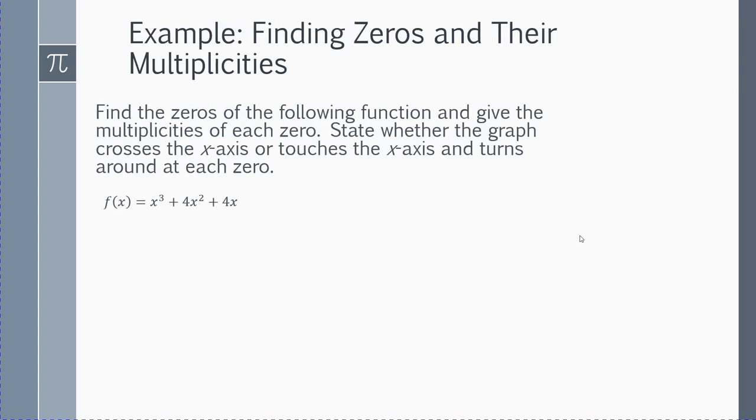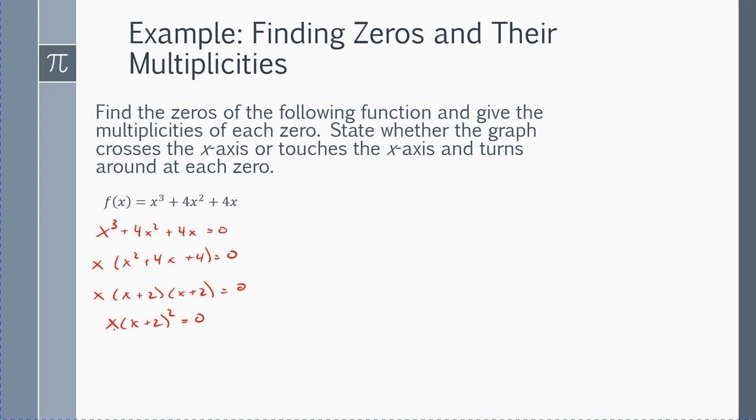All right, so what you're going to do here is take this and set it equal to 0. That's how you find the zeros. So we're going to solve this by factoring. We're going to factor out an x. So look at this resulting trinomial. What two numbers multiply to 4 and sum to 4? Well, that's x plus 2 times x plus 2. That's x plus 2 squared is equal to 0.